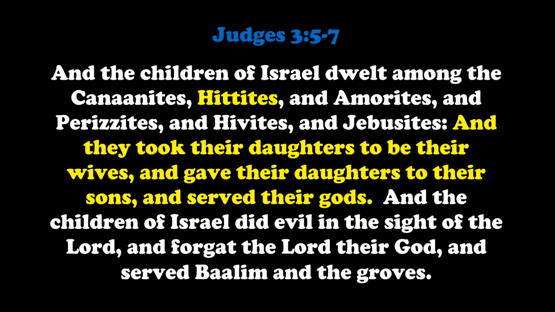And it says, "The Amorites and Perizzites and Hivites and Jebusites, and they took their daughters to be their wives, and gave their daughters to their sons, and served their gods." Are you noticing that marriage is the key here? Marriage is the basis of society. If marriage goes wrong, if marriage is not based on the knowledge of God and the scriptures, then you've got a big problem. "And the children of Israel did evil in the sight of the Lord, and forgat the Lord their God, and served Baalim and the groves."